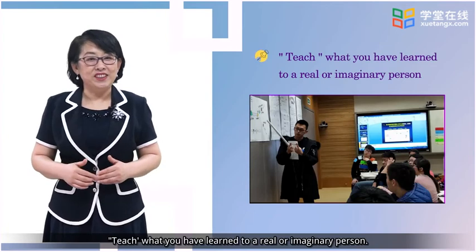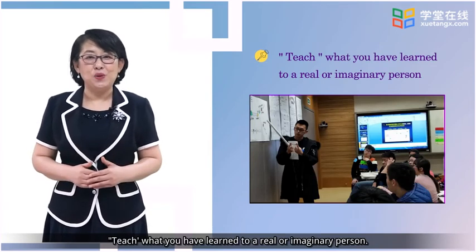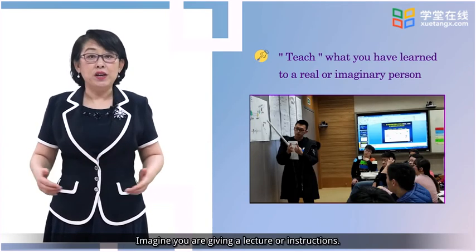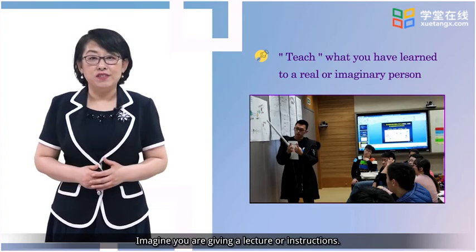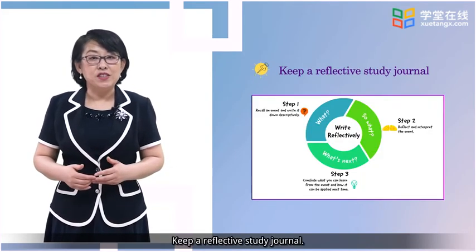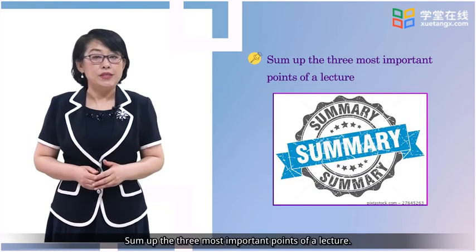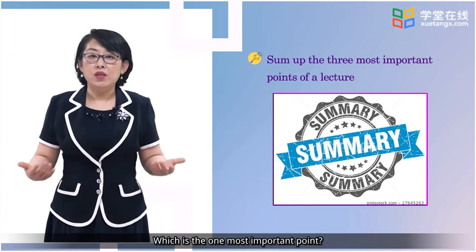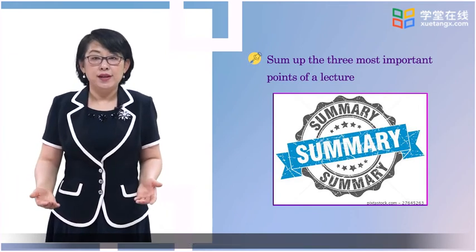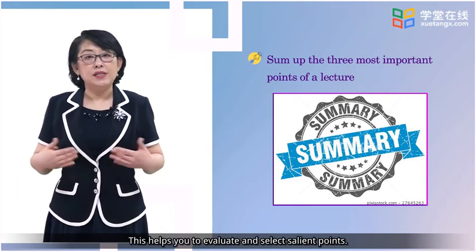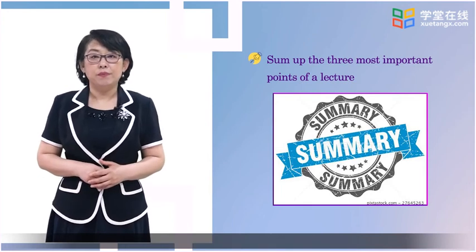Teach what you have learned to a real or imaginary person. Imagine you are giving a lecture or instructions. Keep a reflective study journal. Sum up the 3 most important points of a lecture. What's the one most important point? This helps you to evaluate and select salient points.